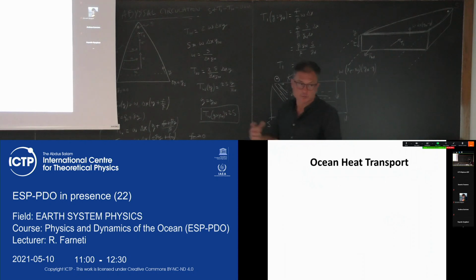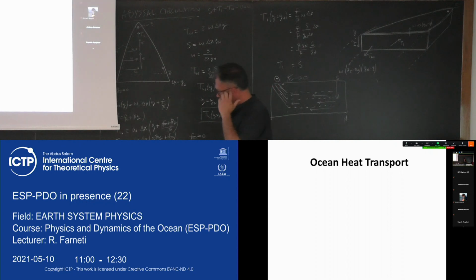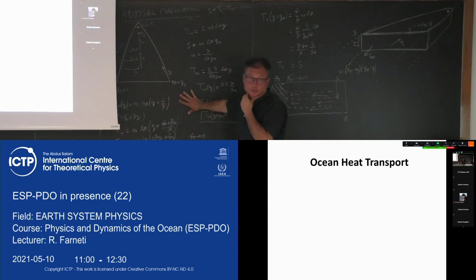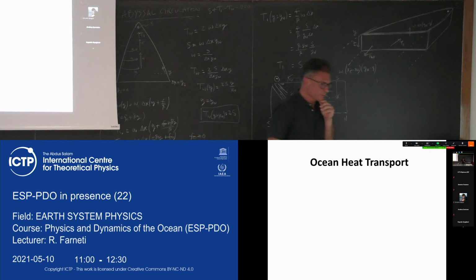Okay, so that was, I need to write the notes about this, but this is the main conclusion of this: this model is very nice, but is not enough to explain the present-day meridional returning circulation. You need the wind stress to close the circulation. Okay.